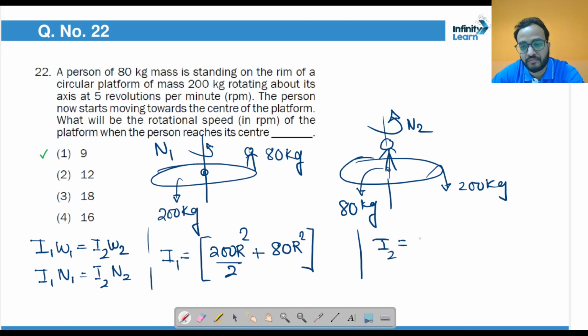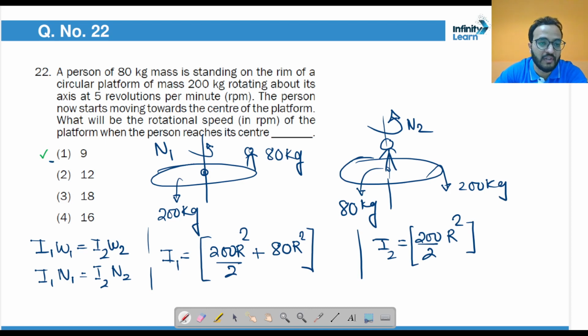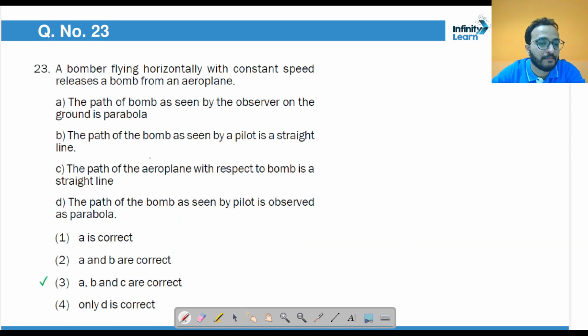And what is I2? Only 200 by 2, mr square by 2, right? So from here you just equate and then surely your answer will come out to be 9. So you do this, I1 n1 equals I2 n2. N1 is given already, 5 rpm. Clear? Okay. Any doubt? Okay, so I hope you have understood and you can put the values and check your answer, right?